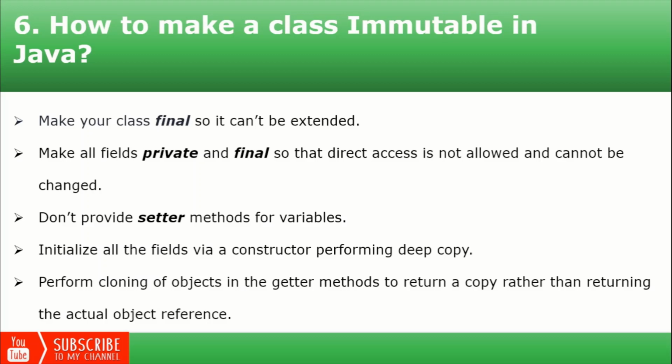Initialization of all the fields is done via the constructor by performing a deep copy. Perform cloning of objects in the getter method to return a copy rather than returning the actual object reference. So by following these steps, we can make our custom class immutable as well.